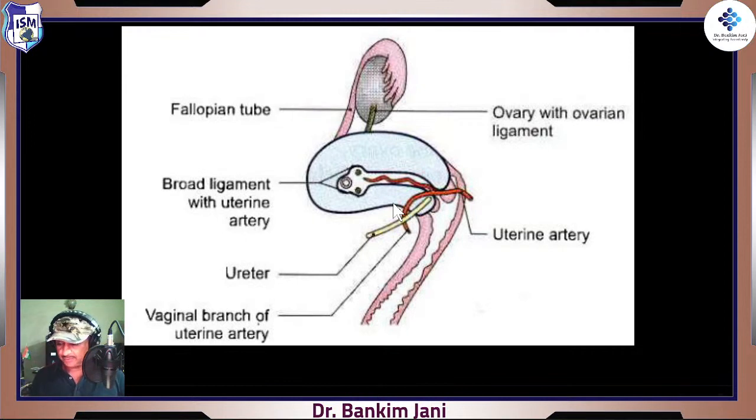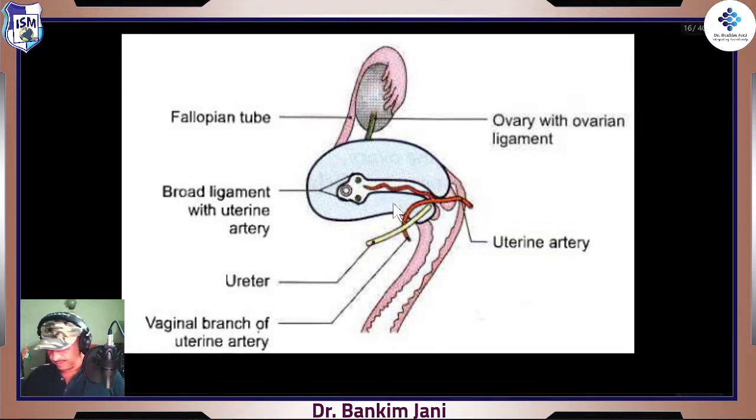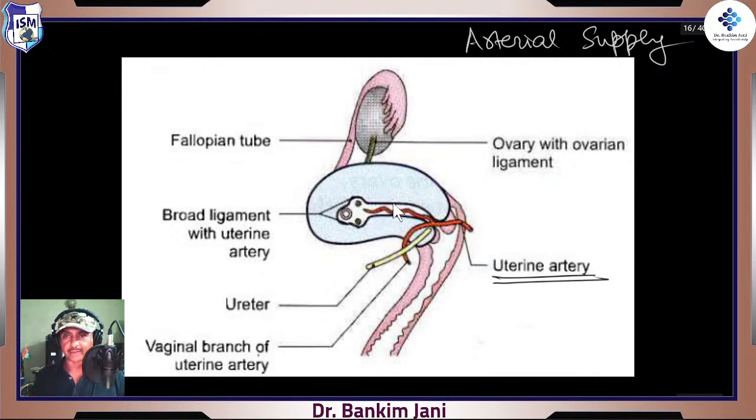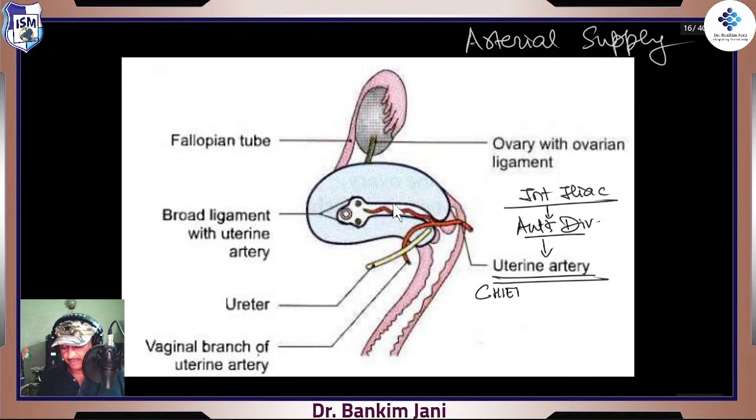Again, a section where we are watching the arterial supply, right? Now we are focusing on arterial supply. In arterial supply, that's the uterine artery, right? Uterine artery, and we remember that it was from the internal iliac. In the internal iliac, it divides into anterior division and posterior division. And this is the branch of that anterior division. And that's the uterine artery. This is the chief supply. This is the main supply. So this is chief, right? Let's mark it with a star.